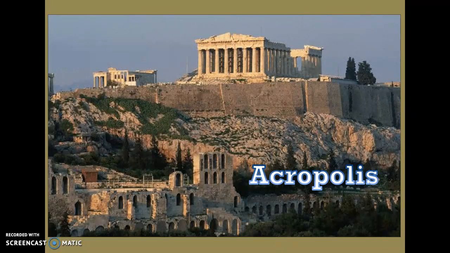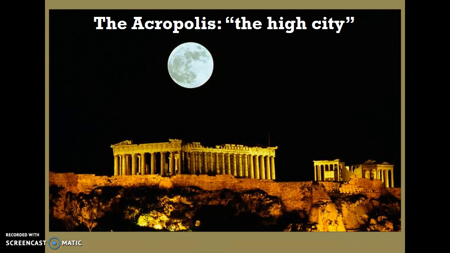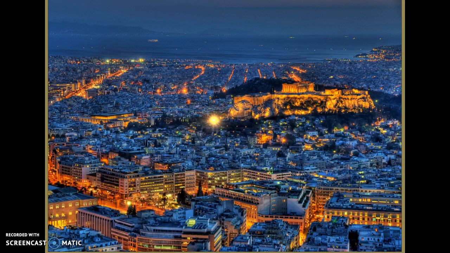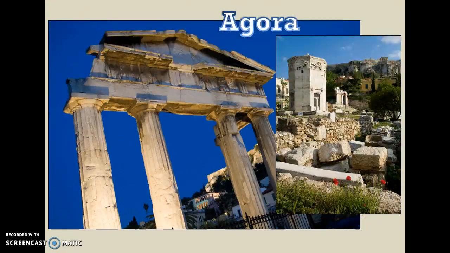Now the Acropolis was the upper part of the city where the temples and public buildings were located. The Acropolis sat atop the polis. So this is generally where your most important buildings were in the city-state. There's some cool pictures there.